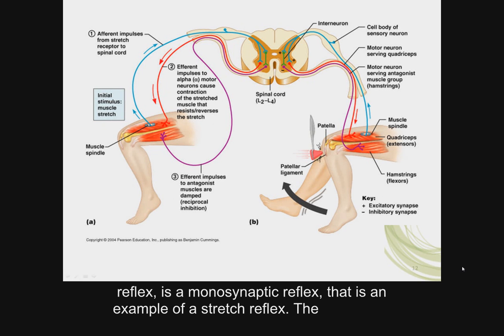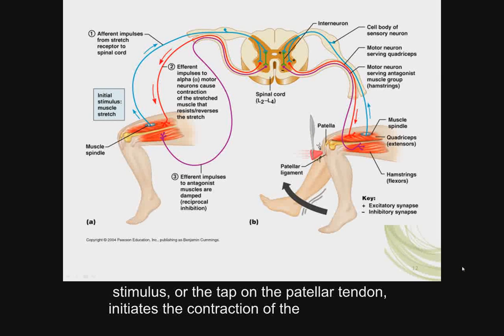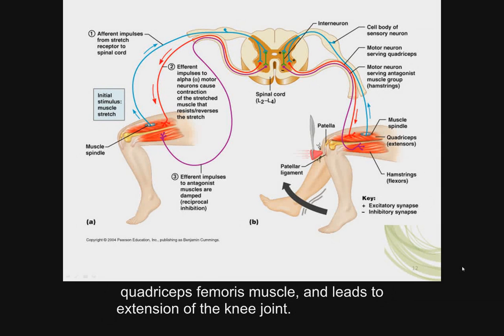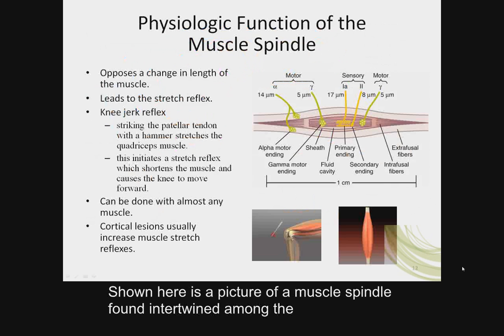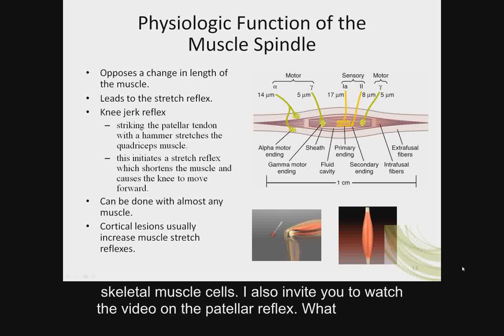The patellar or knee-jerk reflex is a monosynaptic reflex. That is an example of a stretch reflex. The stimulus, or the tap on the patellar tendon, initiates the contraction of the quadriceps femoris muscle and leads to extension of the knee joint. If you did not learn about these in anatomy, you should come see me. Shown here is a picture of a muscle spindle found intertwined among the skeletal muscle cells. I also invite you to watch the video on the patellar reflex.